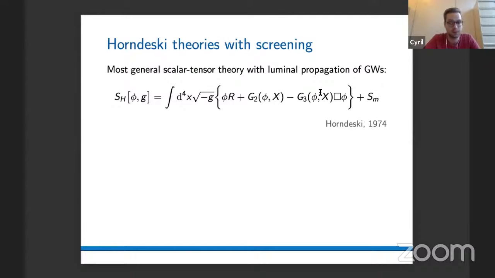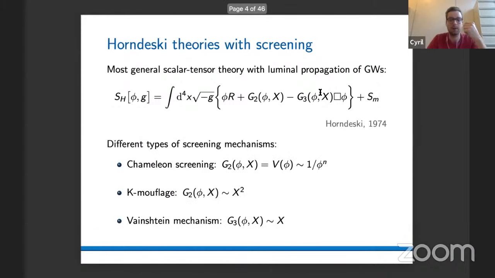Because of solar system constraints and pulsar timing, mostly, we need to recover general relativity at short scale or in high density regions. Otherwise, your theory will be incompatible with observation. So you want your theory to modify cosmology, but not modify the solar system experiments. And for this, theories that are used nowadays have what is called a screening mechanism, and they can come in different and various forms. You have the chameleon screening and the camouflage screening, where those functions need to take a certain form, and you have secondary screening like the Vainshtein screening.